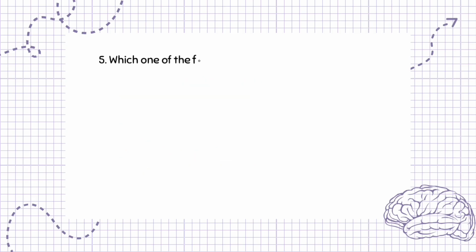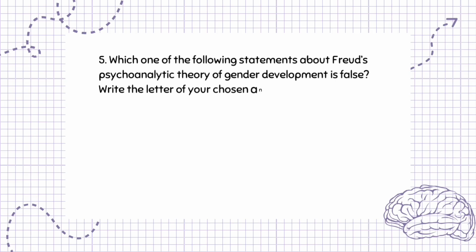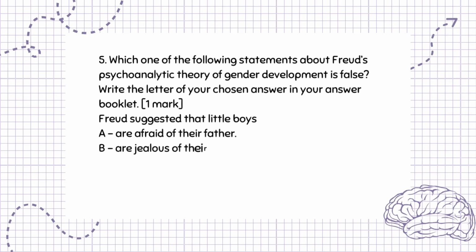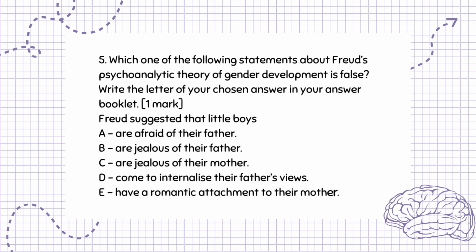Question 5. Which one of the following statements about Freud's psychoanalytic theory of gender development is false? Write the letter of your chosen answer in your answer booklet. 1 mark. Freud suggested that little boys A. are afraid of their father. B. are jealous of their father. C. are jealous of their mother. D. come to internalize their father's views. E. have a romantic attachment to their mother. The answer is C. are jealous of their mother.